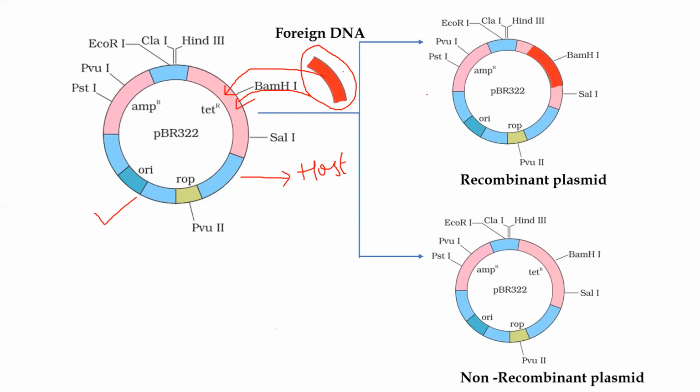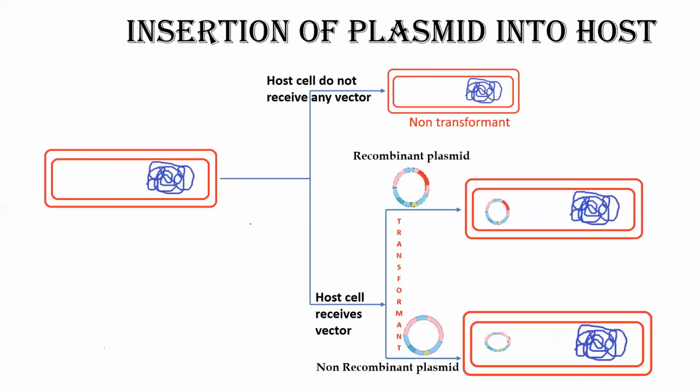So basically, those that attach the foreign DNA are called recombinant plasmids, and those that do not incorporate our foreign DNA, the ones remaining as such, are known as non-recombinant plasmids. I hope this much is clear. Simply, if foreign DNA is added into the plasmid, we call it a recombinant plasmid. If it is not added, we call it a non-recombinant plasmid. So these two points are very clear to you now. Let us shift to the next point.